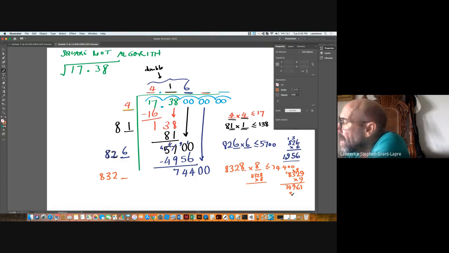I'll put it down here. 8,328 times 8. 8 8s is 64. 8 2s is 16 and 4 is 24. 8 3s are 24, 25, 26. 8 8s is 64, 66. 6 6 6 4 4, because 8,328 times 8 is equal to 66,644.